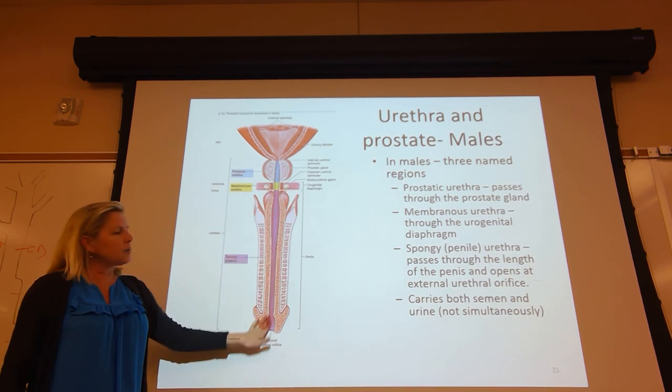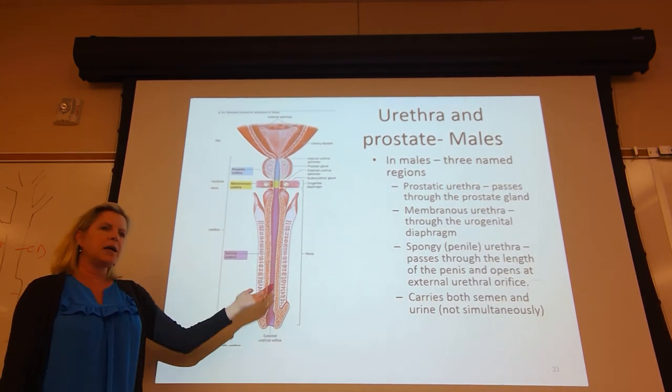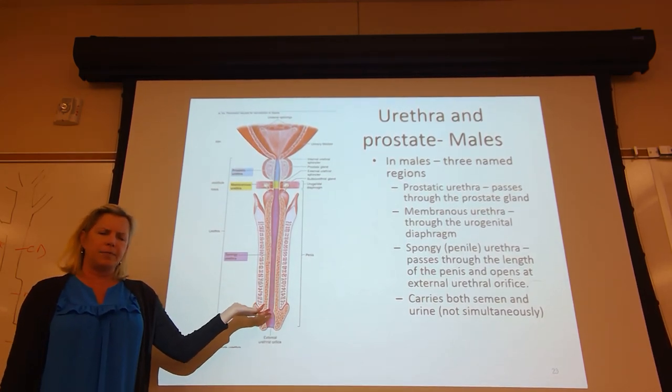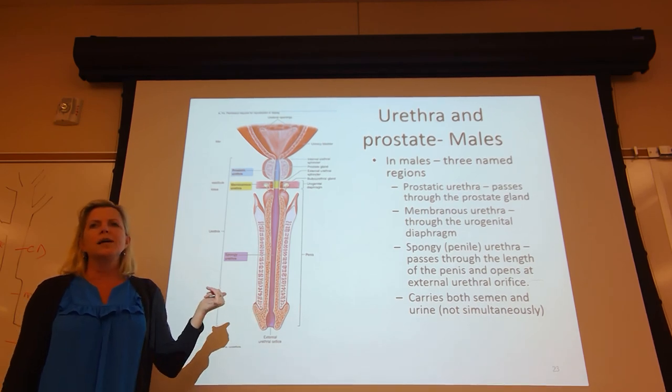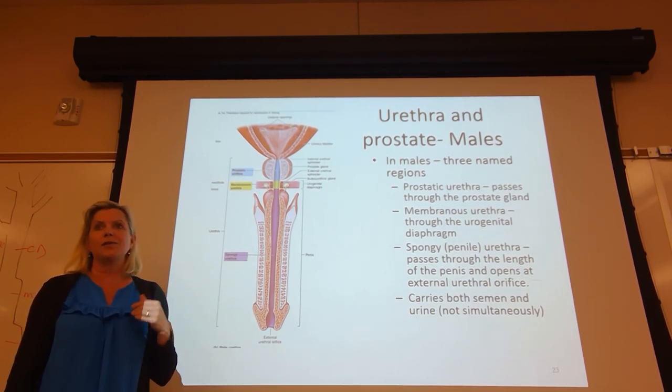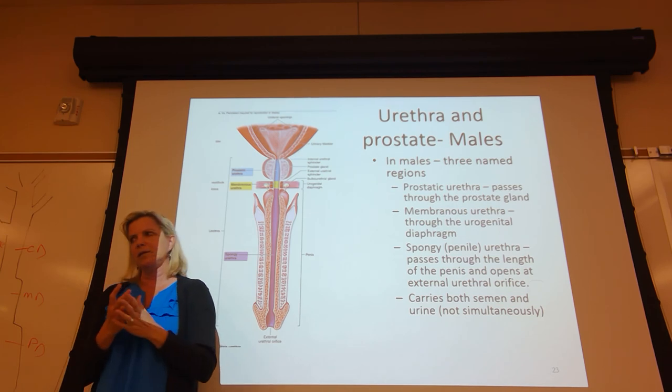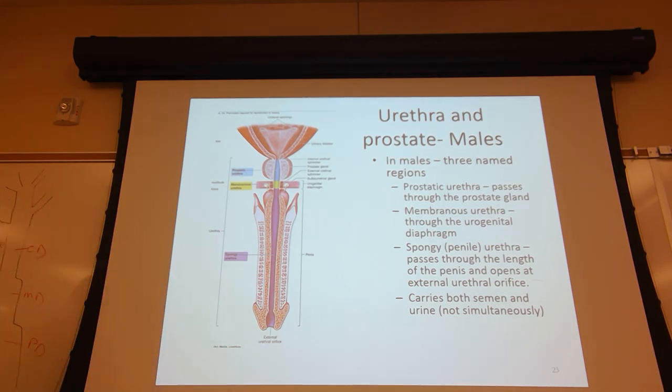And then this urethra has two names. It can either be called the penile urethra for obvious reasons, or it can be called the spongy urethra because it goes through a portion of the penis called the corpus spongiosum, which you'll learn more about soon.